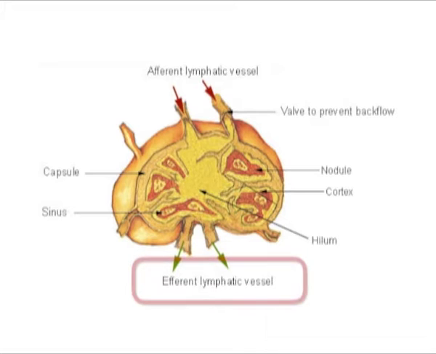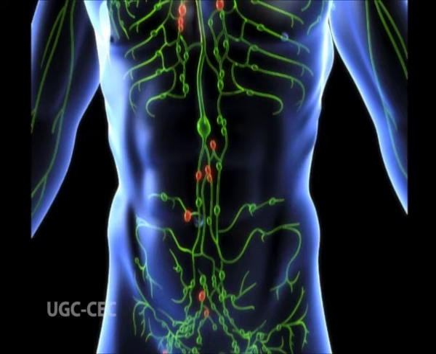Several afferent lymph vessels bring in lymph, which percolates through the substance of the lymph node and is then drained out by the efferent lymph vessel. There are about 500 to 600 lymph nodes in the human body, many of which are grouped in clusters in different regions, as in the underarm and abdominal areas.